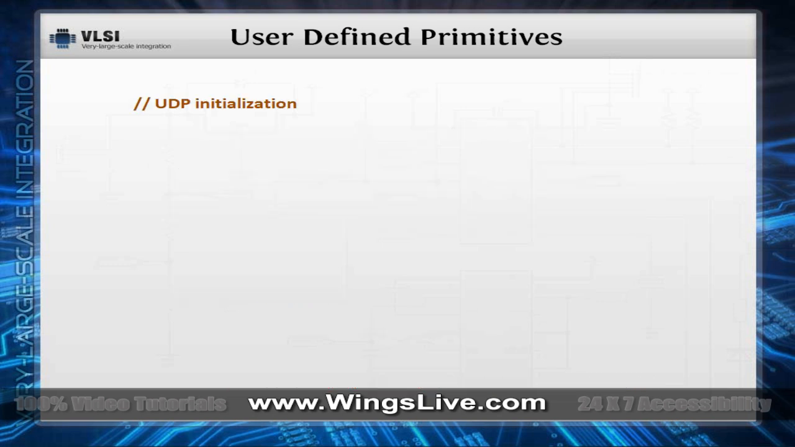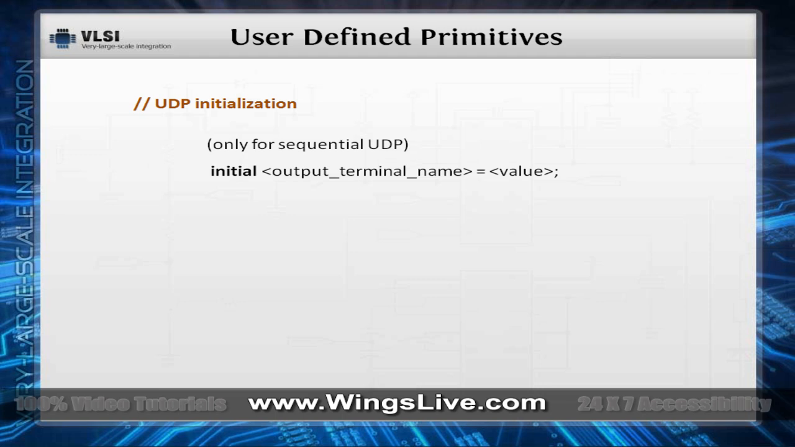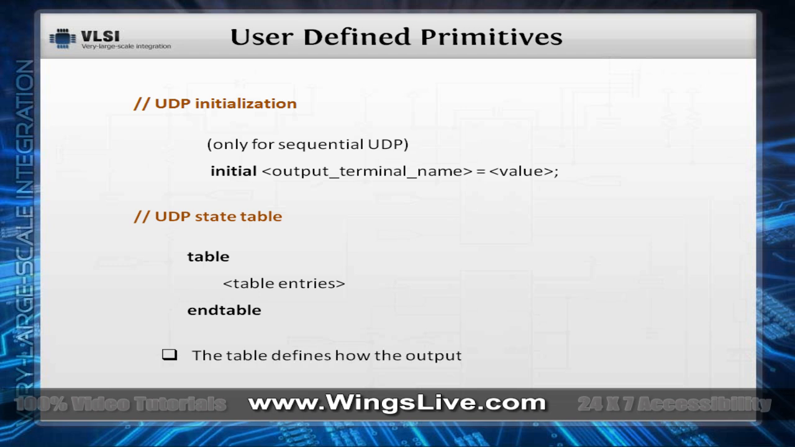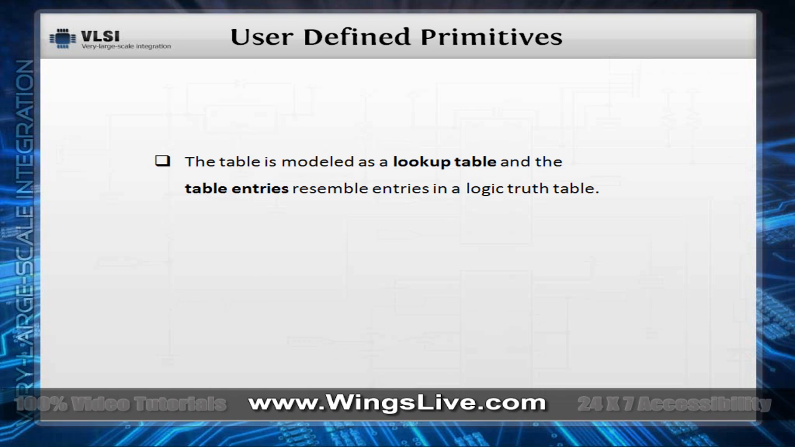Next off, we have UDP initialization. For sequential UDPs, there is an optional initial statement that initializes the output terminal of the UDP. Next, we have UDP state table. The UDP state table is the most important part of the UDP. It begins with the keyword table and ends with the keyword endtable. The table defines how the output will be computed from the inputs and current state. The table is modeled as a lookup table, and the table entries resemble entries in a logic truth table. Primitive definition is completed with the keyword endprimitive. This is how we define the UDPs.